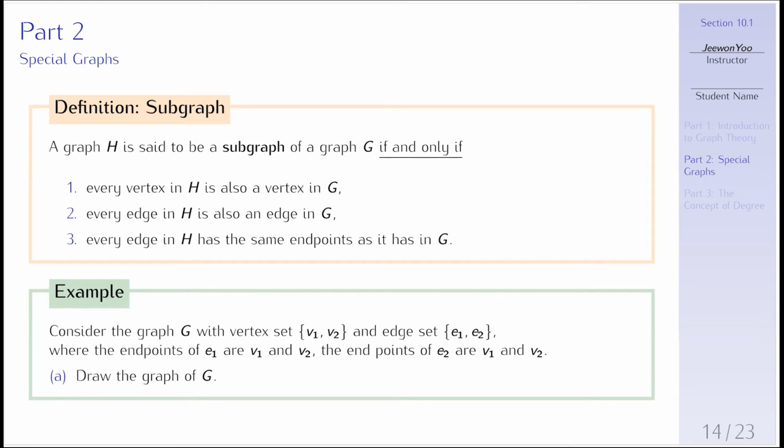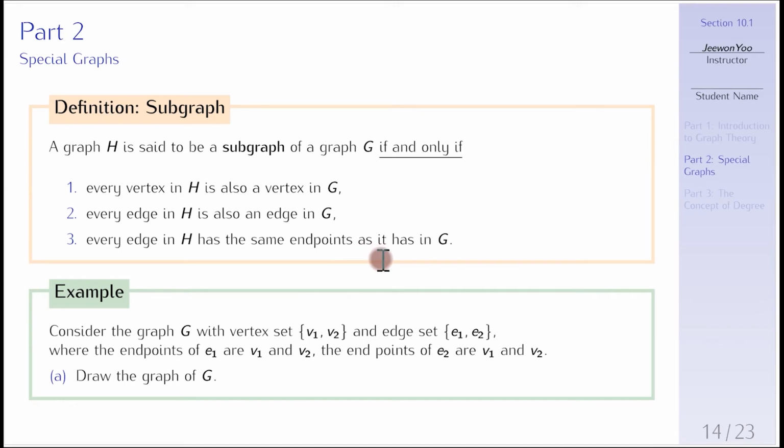Okay, the last definition in the second part of today's lesson is something called a subgraph. Let's denote H to be a subgraph of a graph G if and only if, number 1, every vertex in H is also a vertex in G. Every edge in H is also an edge in G. Every edge in H has the same endpoints, which means vertices, as it has in G.